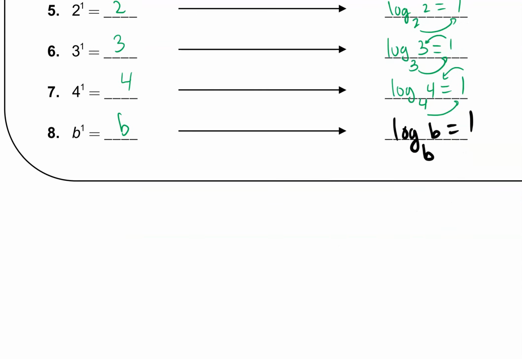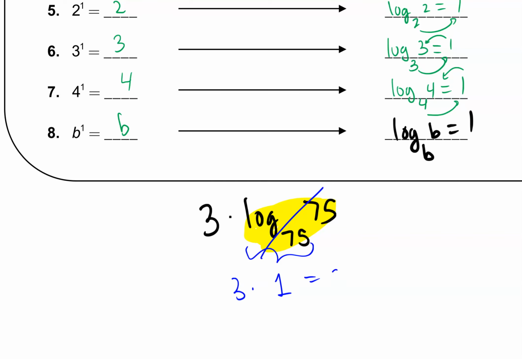This is useful if you have something like 3 times log base 75 of 75. Oh my gosh, you know what this is. Anytime you have the base and this number right here the same, you can just replace this whole thing by 1. So 3 times 1 would just be 3. This is where properties of these exponents come into play. And that's it for our third lesson, 7.3.